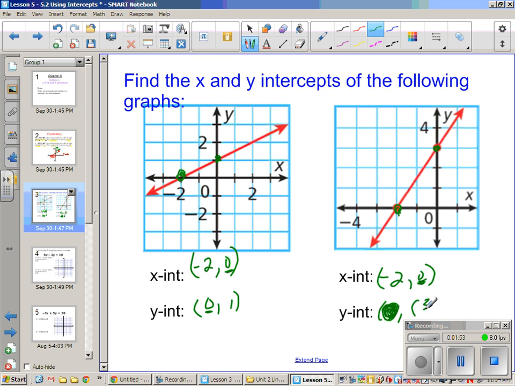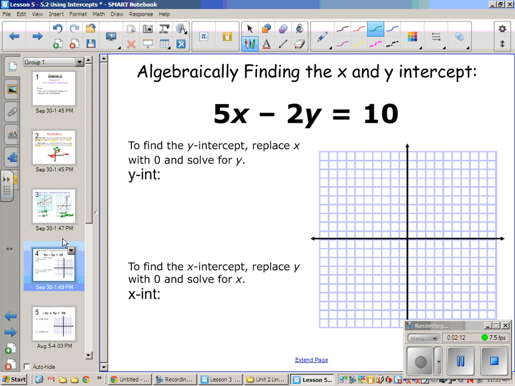And I was about to write it like this, but that's wrong. We want the y-intercept, so the x-coordinate is 0 for every y-intercept. Put that in your head: for the x-intercepts, the y-coordinate is 0. For the y-intercept, the x-coordinate is 0.